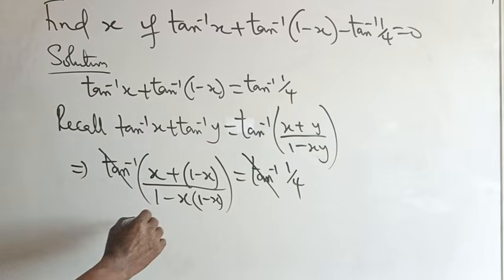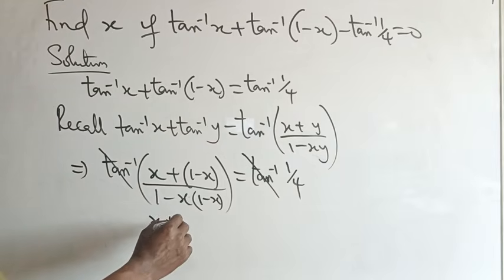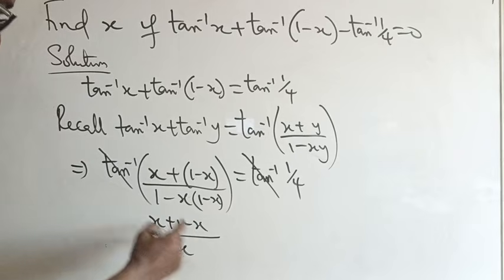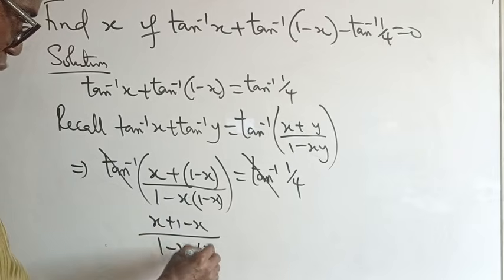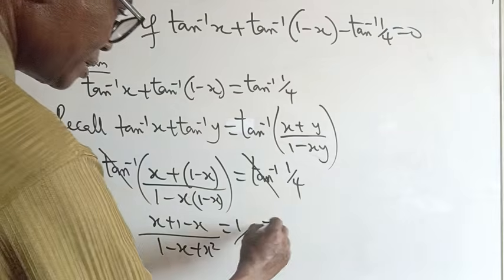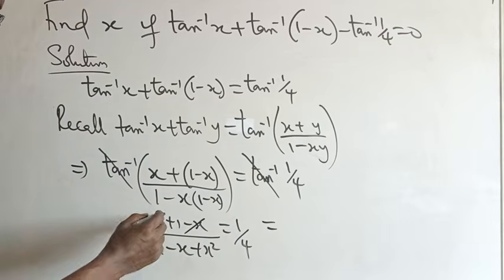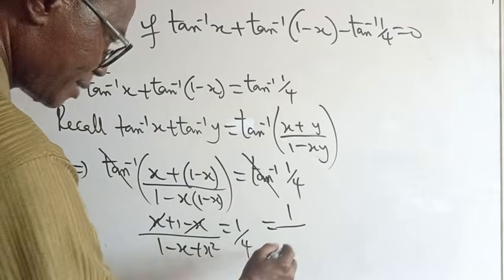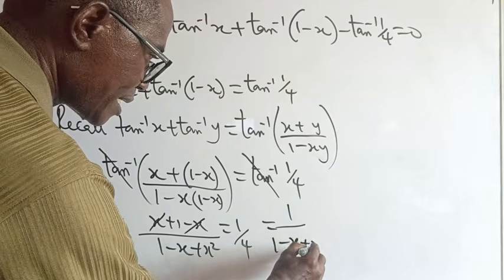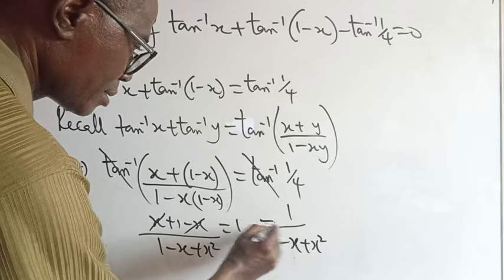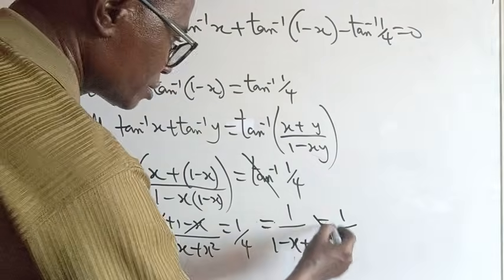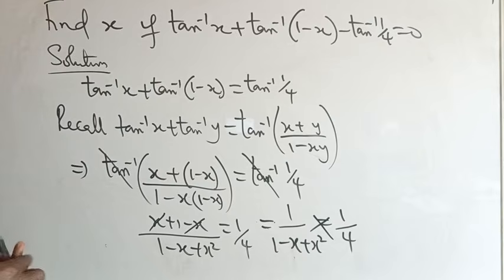So what next? We have x plus 1 minus x all over 1 minus x times 1, which is x, minus x times minus x, plus x squared, equals 1 over 4. I hope you are following. Brilliant. So x minus x cancelled. We have 1 over 1 minus x plus x squared equals 1 over 4. So you can cross multiply. Let's cross multiply and evaluate.